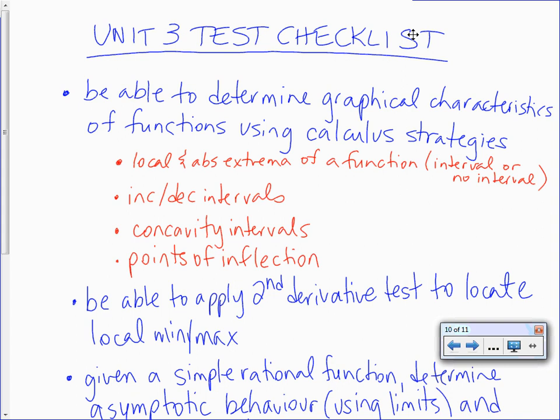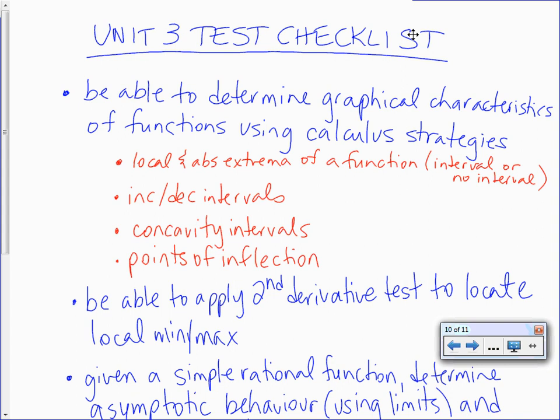So the first thing I said is for this first bullet point, be able to determine graphical characteristics of functions using calculus strategies. So anything that I put as a bullet point here: local and absolute extrema, increasing, decreasing intervals, concavity intervals, points of inflection. Any of those you should be able to do for a given function.